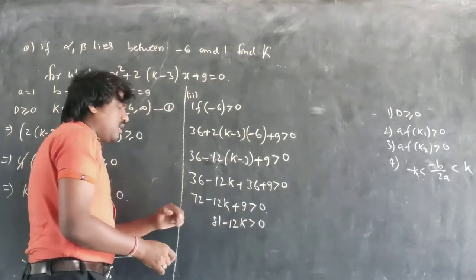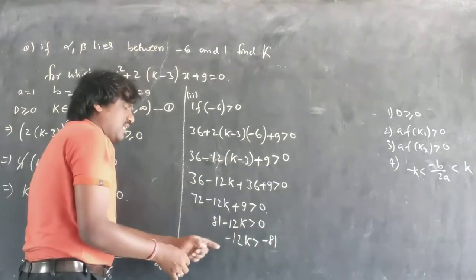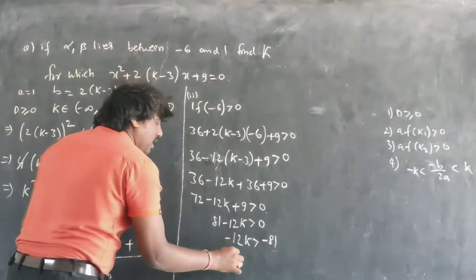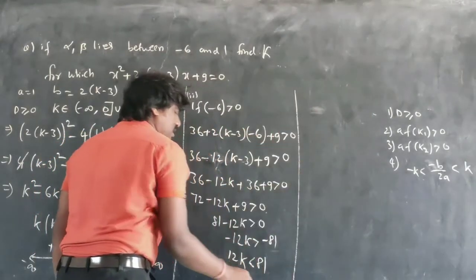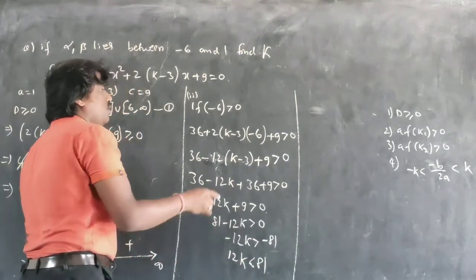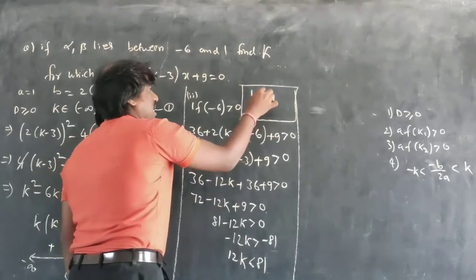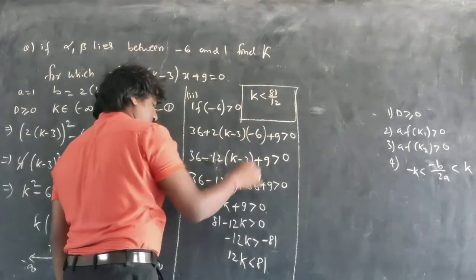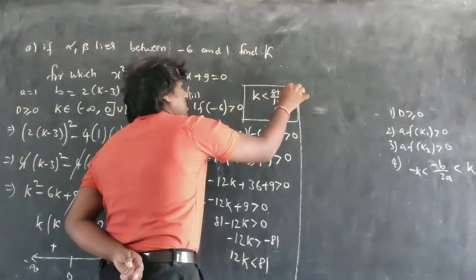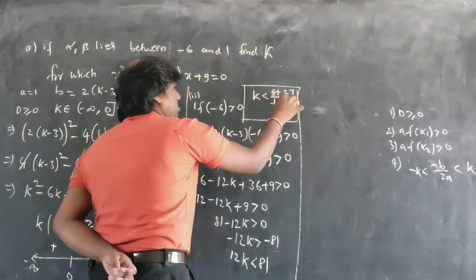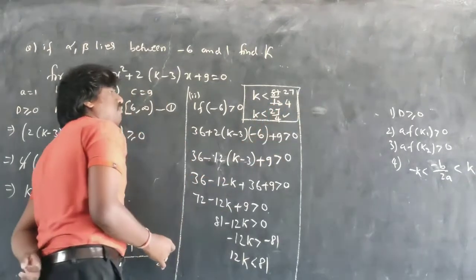Hope you understand this. So minus 12k is greater than minus 81. Multiply with the negative sign, and then you get 12k is less than 81. So the value of k in case number 2 is showing k is less than 81 by 12. It will be cancelled by the 3 table: 3 twos are 6, 3 sevens are 21, and 3 fours are 12. So the k value will be less than 27 by 4. This is what case number 2 says.